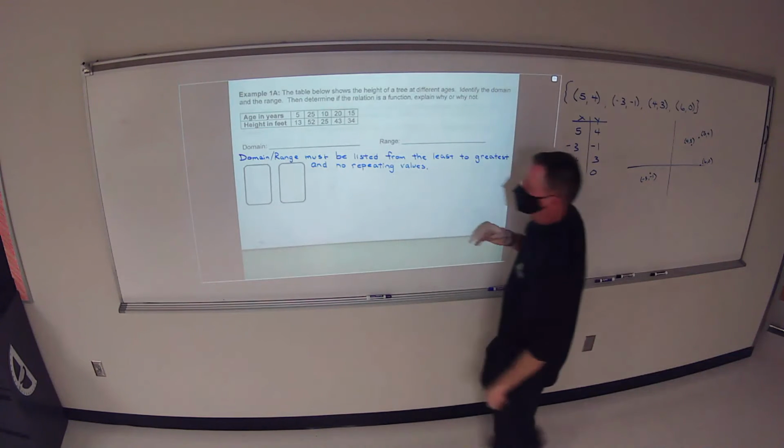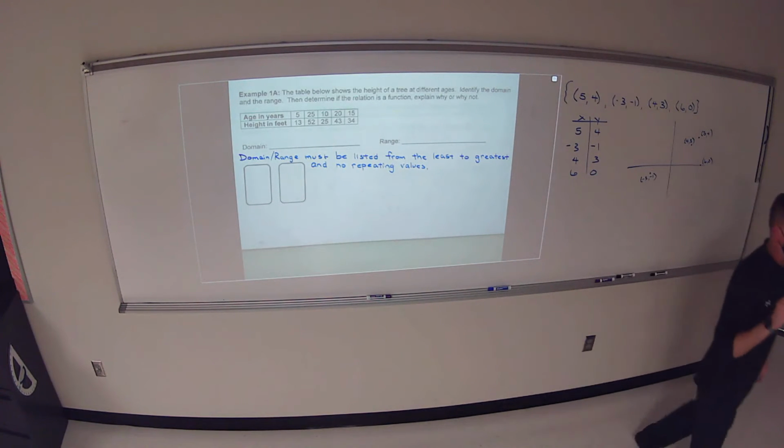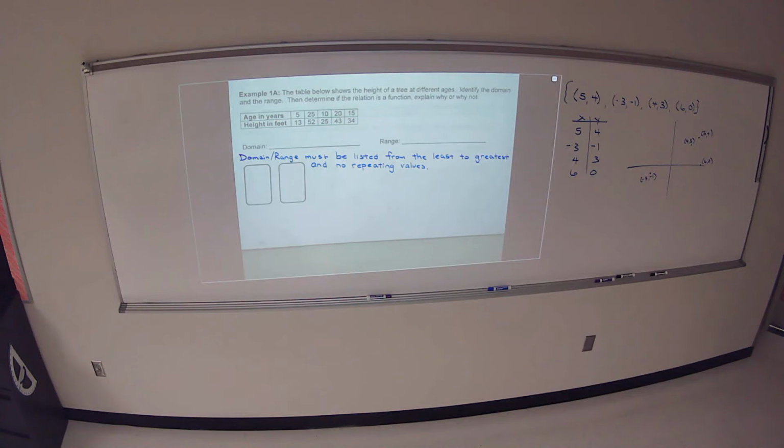Now, when I say no repeating values, that means that I cannot list the same number twice in the domain. I could list it once in the domain and once in the range because those are two separate groups. Okay, but I do not ever repeat a number in my domain and I do not ever repeat a number in my range. So those are two things to remember. I'm going to continue to try to quiz you guys on this. What's the rule for when listing domain and range? In order, least to greatest, no repeating values. That's what we need to remember, okay?